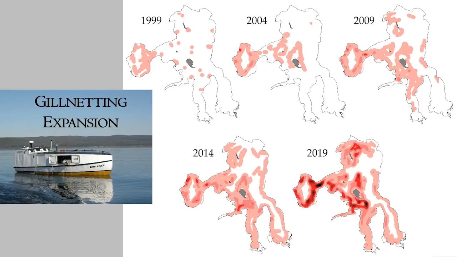Over time, the gill netting program progression has looked like this from the 1990s in the top left through 2019. The red color indicates the concentrations of gill nets set across Yellowstone Lake over time, and the expansion lake-wide, and then the intensity of the netting by the darker shades.